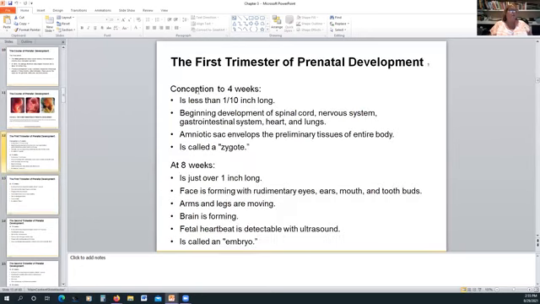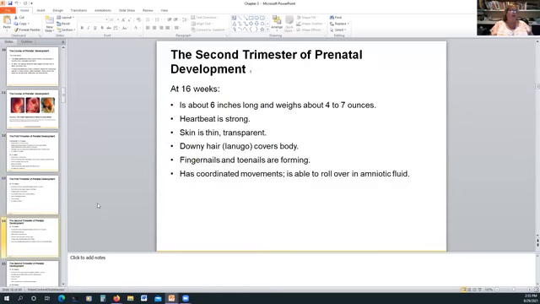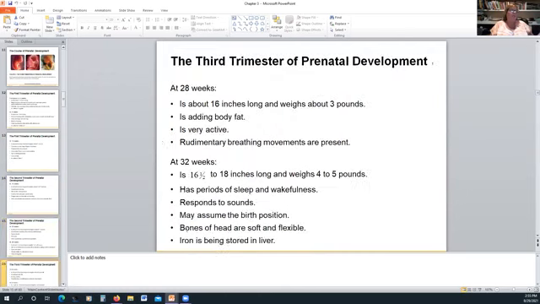All right, so the first trimester, conception to 4 weeks, and then 5 weeks to 8 weeks. And then 8 through 12-ish. Actually, 8 through 16. And then the second trimester goes 16 weeks on, up to 27 weeks. At 28 weeks, then it becomes the third trimester.